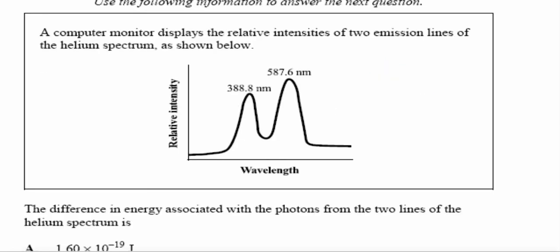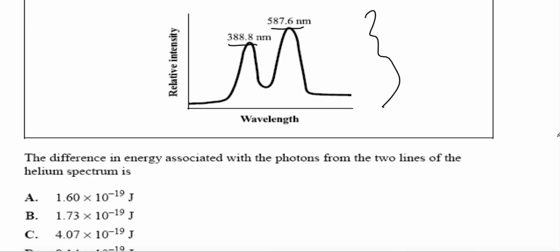In our last example of this video, we have a computer monitor that displays the relative intensities of 2 emission lines of the helium spectrum. This here is the graph that the computer monitor shows. Now if I look at this, I have 2 different wavelengths. And my question is asking for the difference in energy associated with the photons from the 2 lines of the helium spectrum. So we want to know my difference in energy. That's going to be equal to Planck's constant multiplied by the speed of light divided by the first wavelength, and we want to subtract Planck's constant multiplied by the speed of light divided by my wavelength of the second one. So here's 1, here's 2.